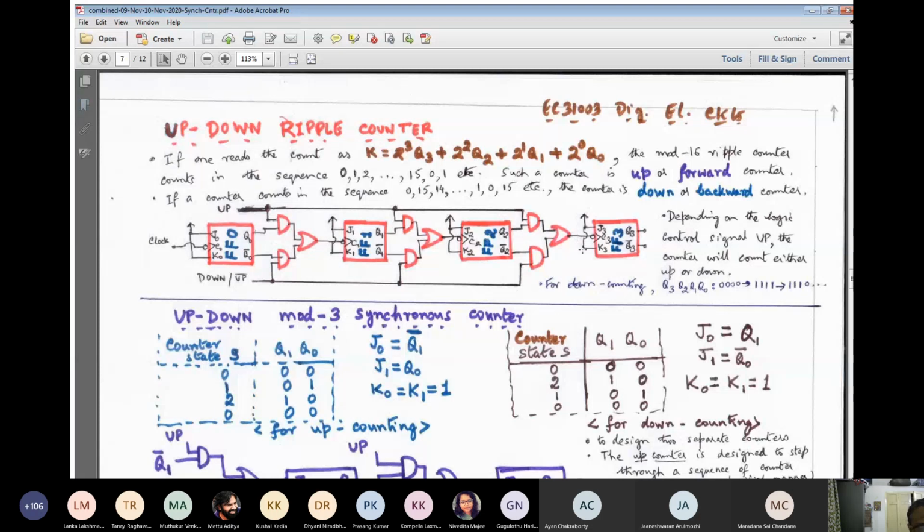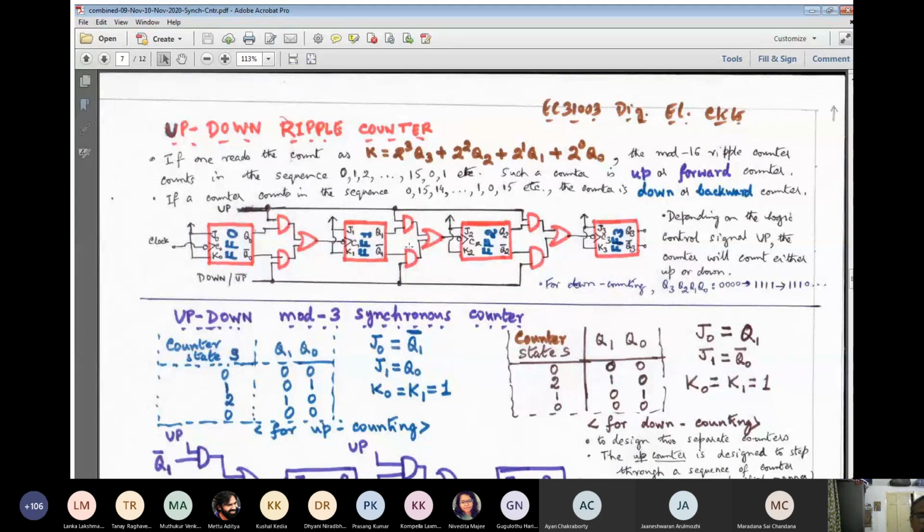I mean, you will not have a state which exists in this forward counter but not in the backward counter. No, you cannot design a counter like that, right? So the states that exist for the forward counter will definitely exist in the backward counter as well. There cannot be a state which belongs to an up counter and not to a down counter, because physically you have the same circuit template, right? So it is like an FSM, a finite state machine.